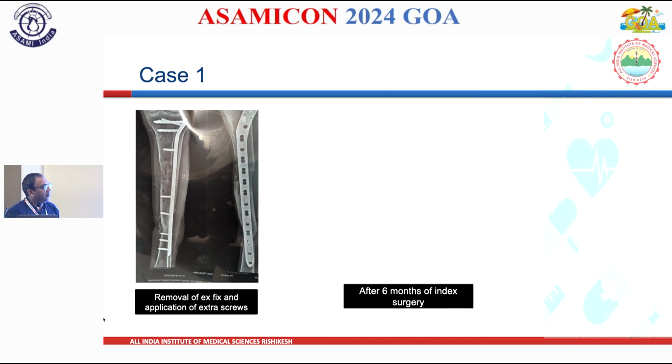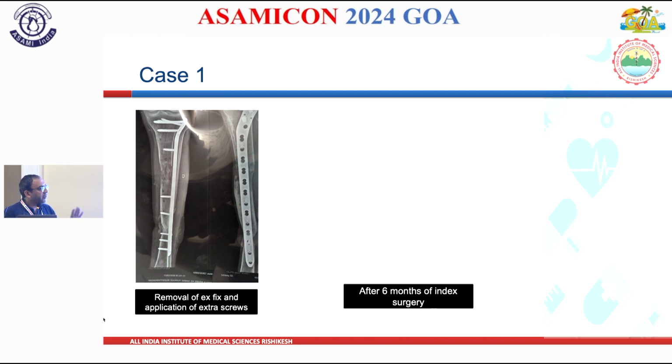Second problem, usually these gap non-unions are infected. So do we have any problem with the infection? One case had an infection which was managed with local debridement, but later on we had to remove the plate, but the regenerate consolidated well. So that time we had no problem removing the plate.